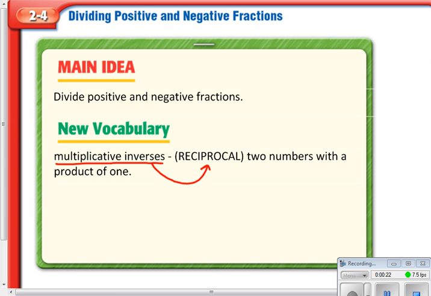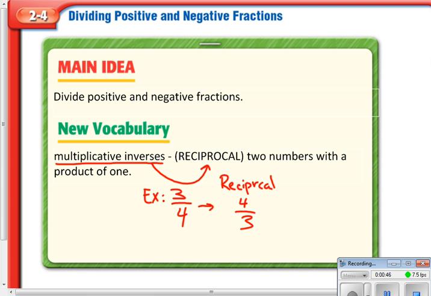It means the same thing. A generic definition they'd give you in the back of the book would be two numbers with a product of 1. So basically when you multiply them together, you get 1. An example of a reciprocal would be this: 3/4. The reciprocal of 3/4 would be 4/3.